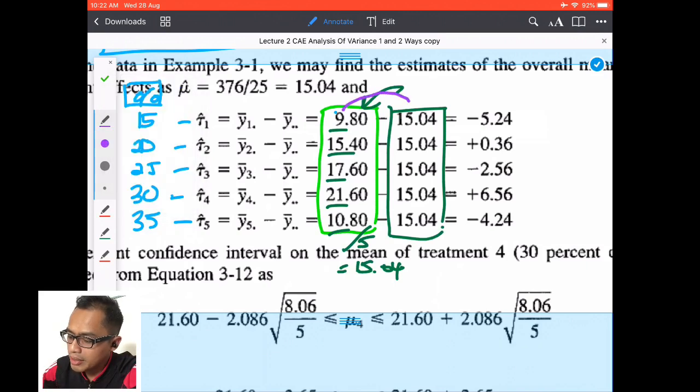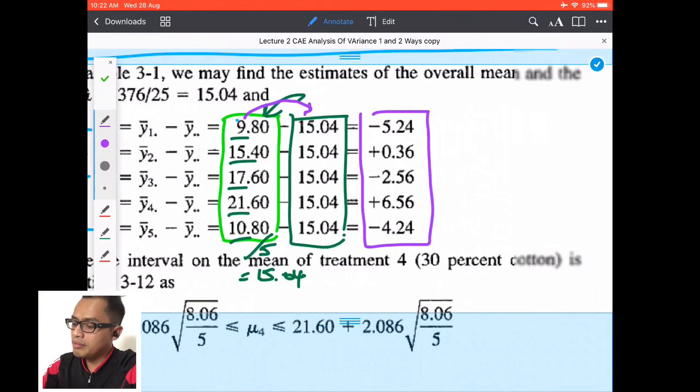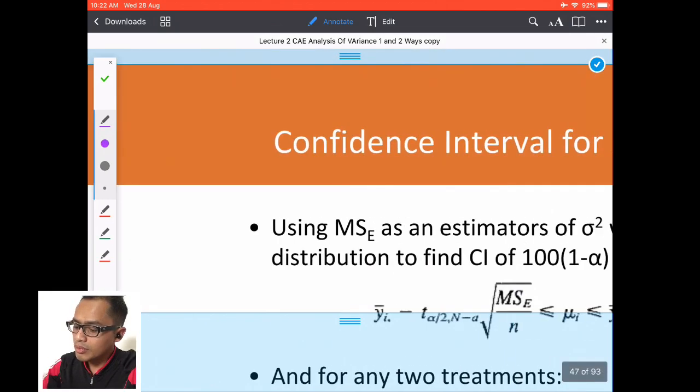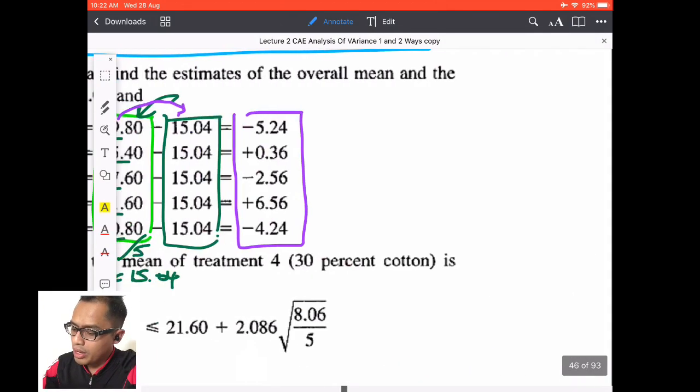So these are the averages, and you subtract them. So 9.8 minus 15.04, 15.4 minus 15.04, and so on and so forth. And you get these results. These are important. Okay, let me make a note on the other side here. Why are these important?